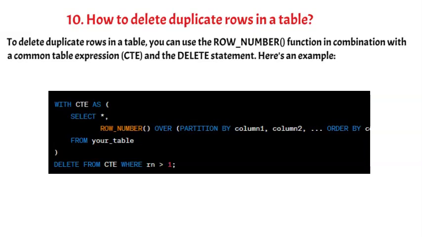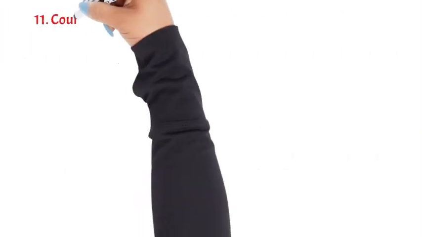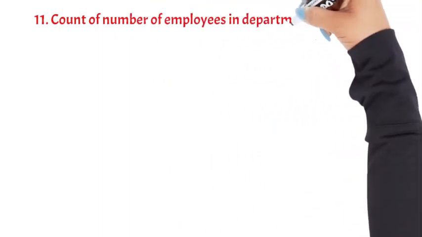The partition by clause specifies the columns that determine duplicates, and the order by clause determines which duplicate rows to keep, in this case, the first occurrence. The CTE assigns a row number (rn) to each row based on the specified columns. The delete statement then deletes the rows with a row number greater than 1, effectively removing the duplicate rows from the table.